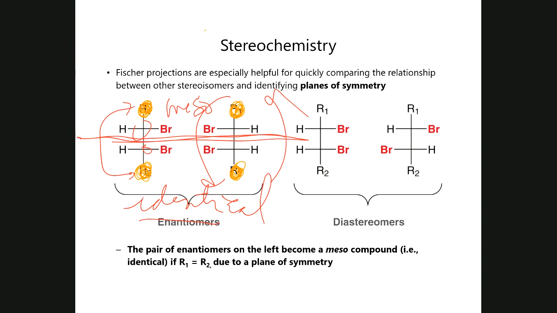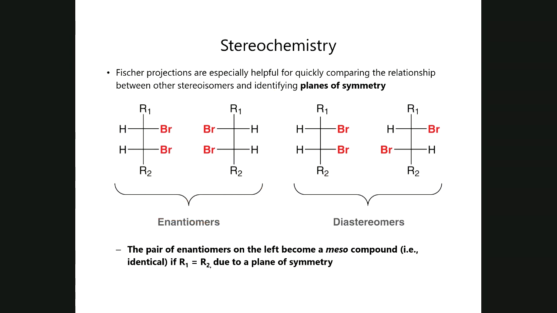It's a little bit more complicated to observe that when you're looking at other structures based on wedges and dashes and typical line angle structures. So Fischer projections are very useful when you're looking at structures that have multiple chirality centers to assess how they are related. Is this the enantiomer? Is this a diastereomer? Is this an epimer? All kinds of relationships can be established very easily. And in many cases, if there's symmetry, it's not difficult to identify that symmetry reasonably quickly.